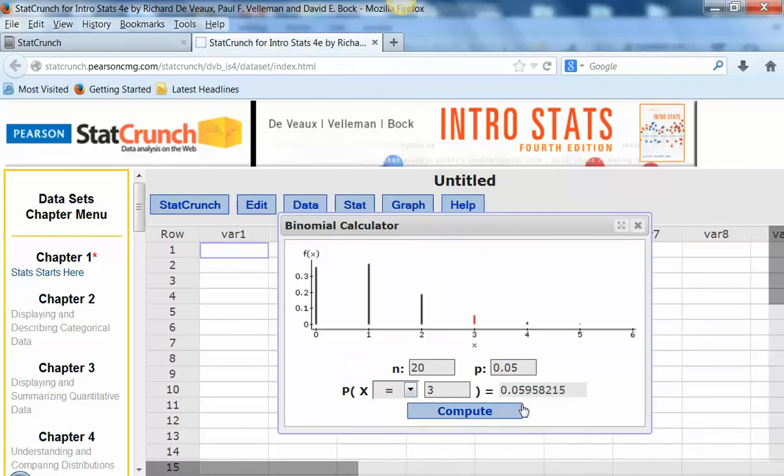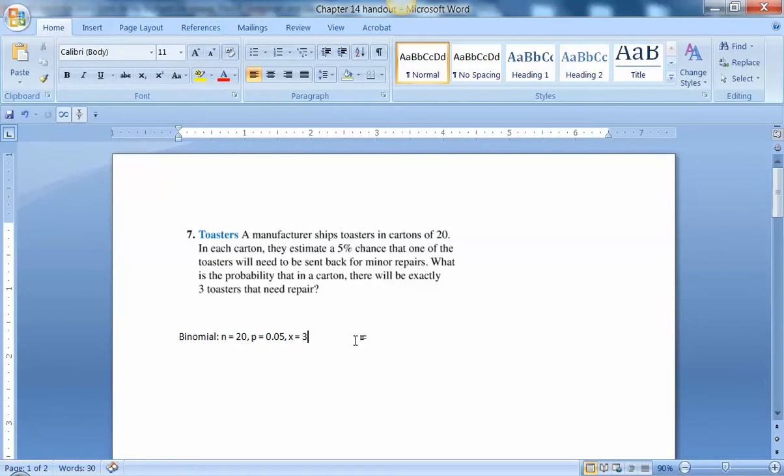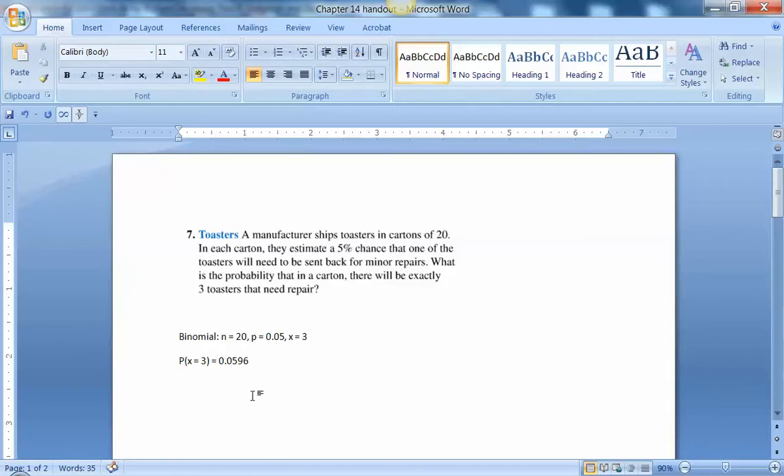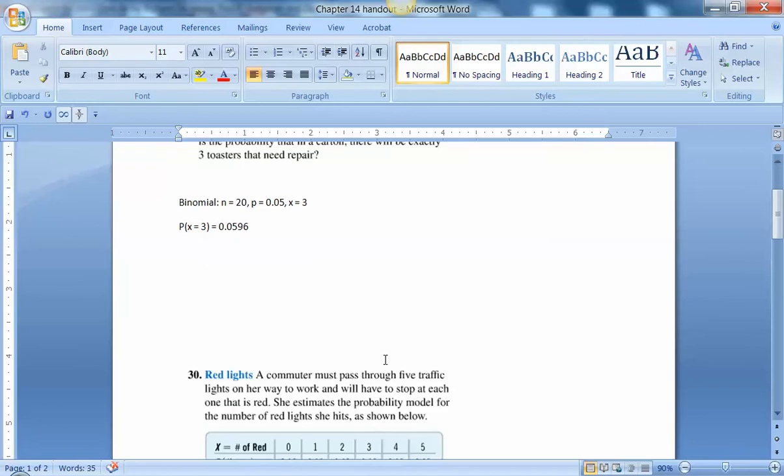And there's my probability. So the probability of exactly 3, and you're going to be asked to round to 4 decimals, so it's 0.0596. So the probability that x equals 3 equals 0.0596. Let me make sure we captured that correctly, 0.0596, yeah. Okay, so that's how you use the binomial calculator in StatCrunch.